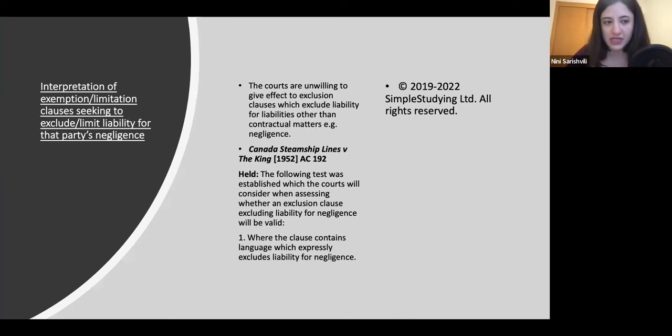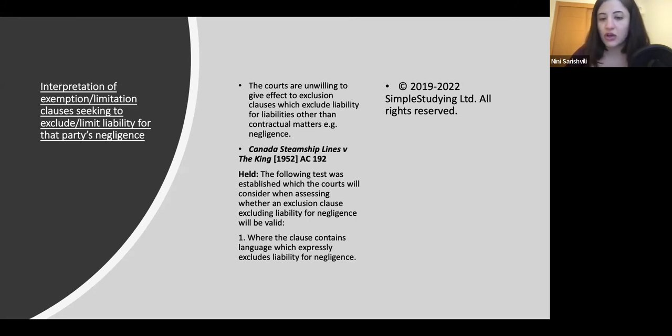Interpretation of exemption and limitation clauses seeking to exclude liability for the party's negligence. So what happens when a party is seeking to exclude liability for negligence? The courts are unwilling to give effect to exclusion clauses which exclude liability for negligence. The case that you can cite is Canada Steamship Lines versus the King. The following test was established, which the courts will consider when assessing whether an exclusion clause excluding liability for negligence will be valid.